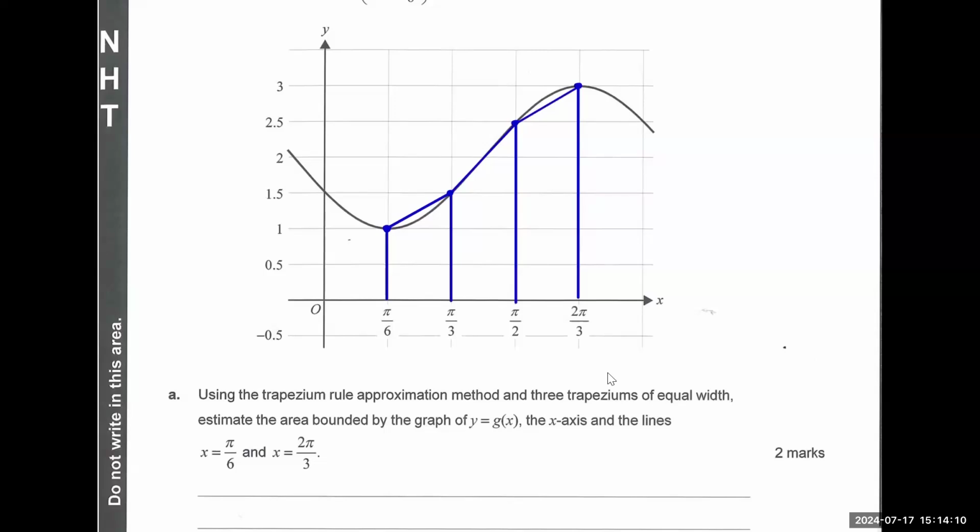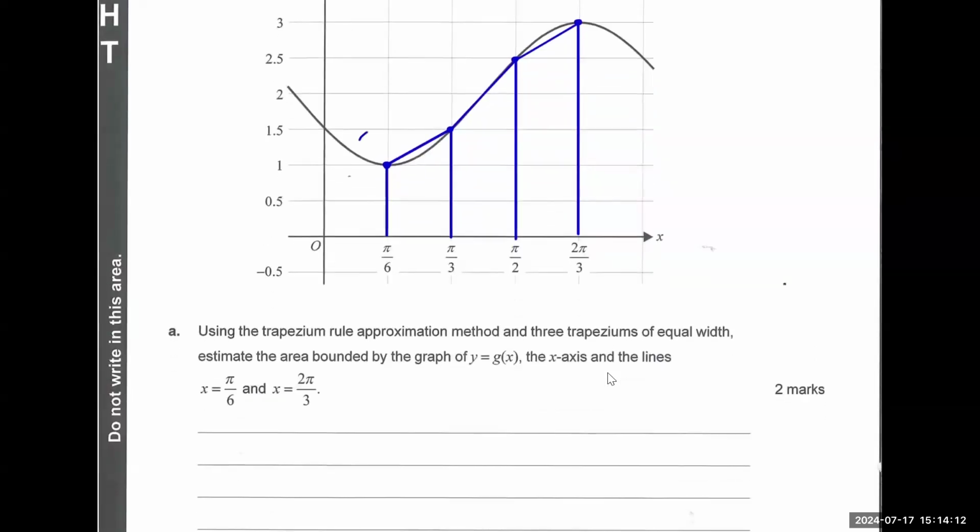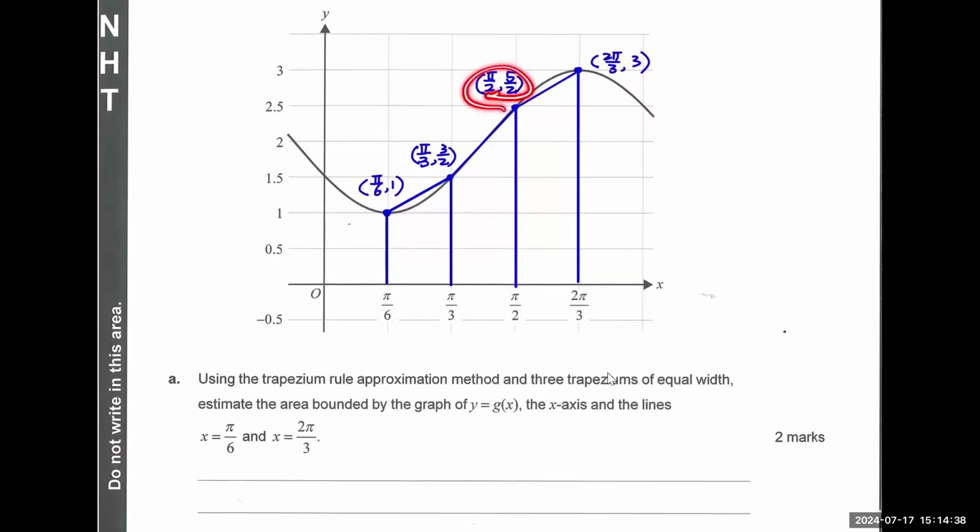Okay? So I'll mark them down. Pi over 6, 1, pi over 3, 1.5, or actually 3 over 2. Half pi, that's 2.5, or let's just write 5 over 2. And eventually that's 2 pi over 3, comma 3. Okay, let me double check. Yep. Yes.